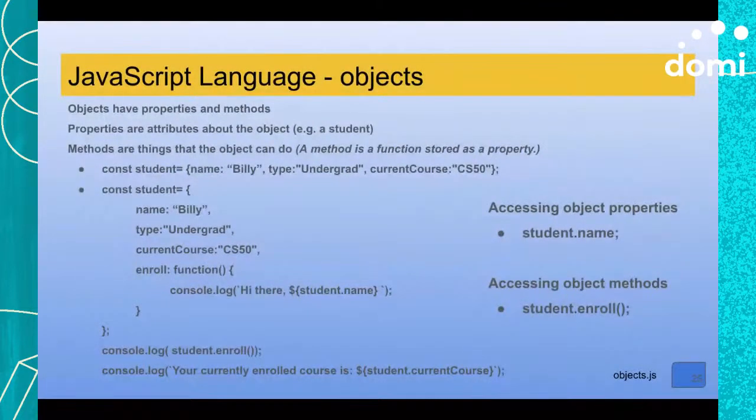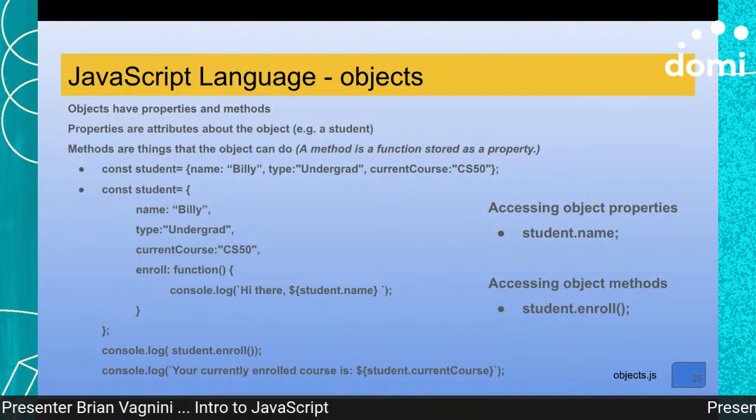All right, so now here is our method called enroll, and now here's my function that doesn't have a name because it doesn't really need one. And this is what it's going to do. In this case, I'm just kind of wussing out here and doing a "hi there," whatever the student's name is. And that's it. So if we want to use these, I can do student.enroll, and it will spit out "hi there," whatever the student name is.